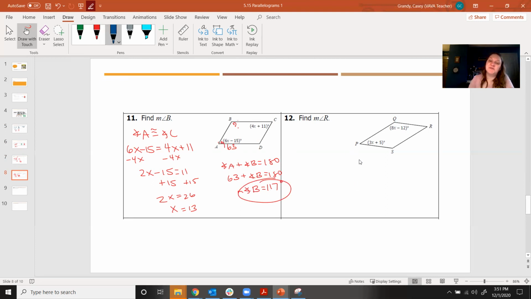Let's look over here at example 12. I have another parallelogram, and they're giving me an expression for P and Q. These angles are not congruent. These are consecutive angles in a parallelogram, which means they are supplementary. So I can take their expressions and add them together to get 180. And I can solve for x.